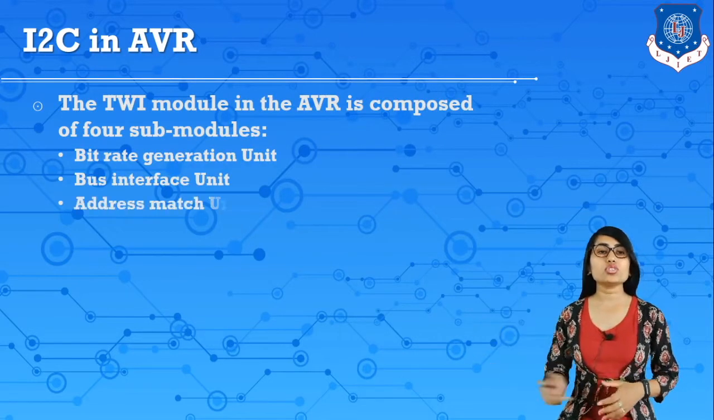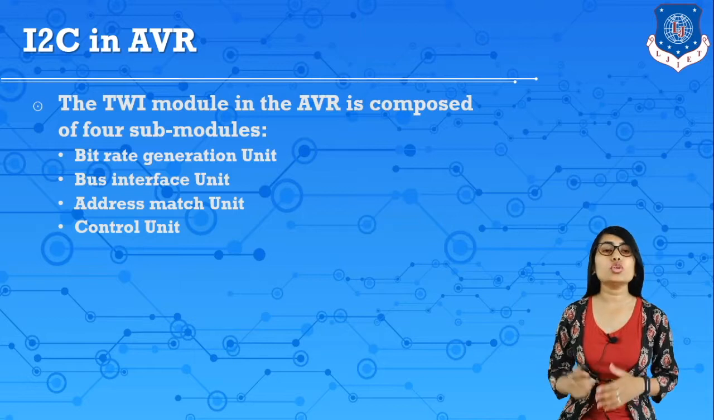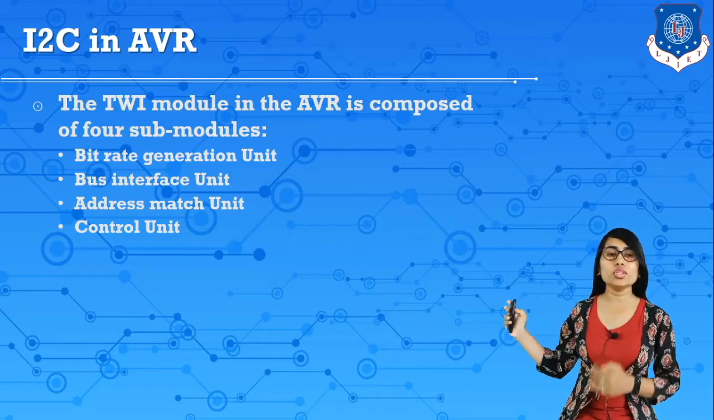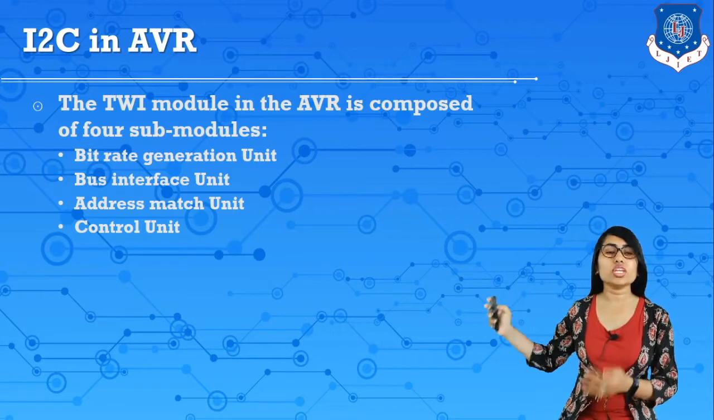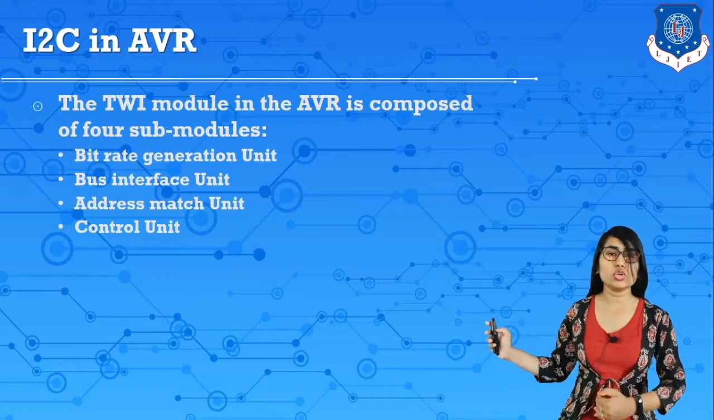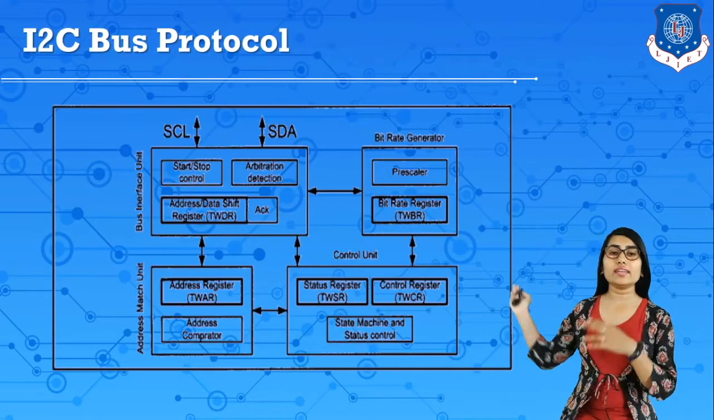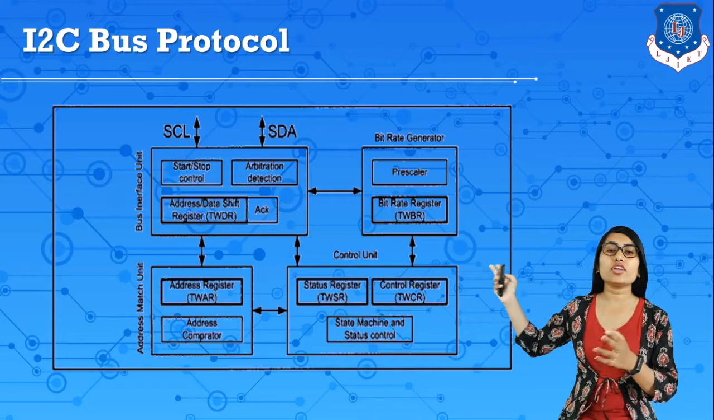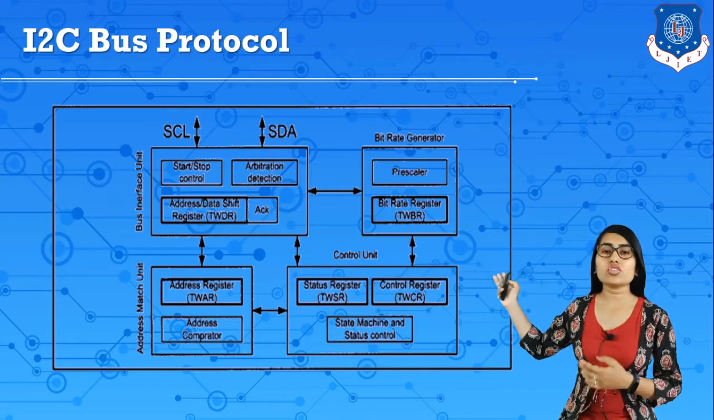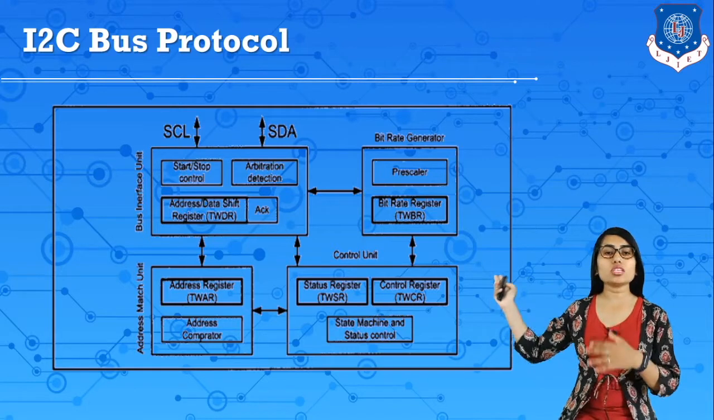The TWI mode in the AVR is composed of 4 sub-modules, that is bit rate generation unit, bus interface unit, address match unit and control unit. So here we have the I2C bus protocol in an AVR. Here there are different units: the bit rate generator, control unit, address match unit and bus interface unit.